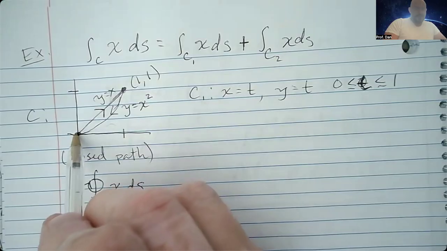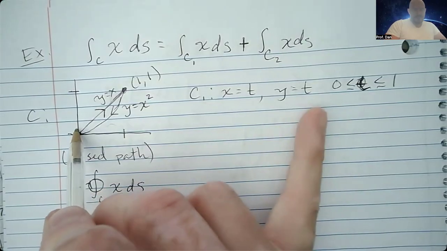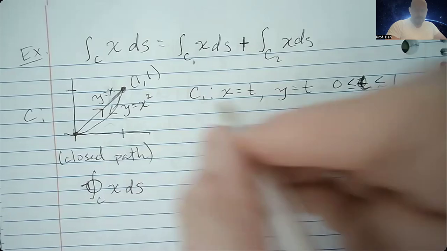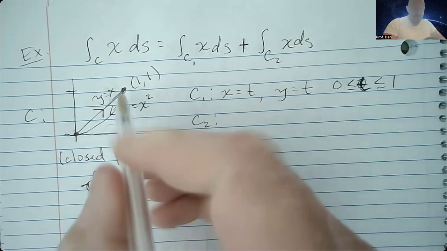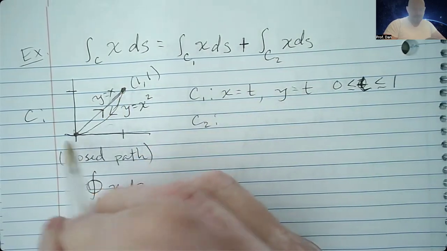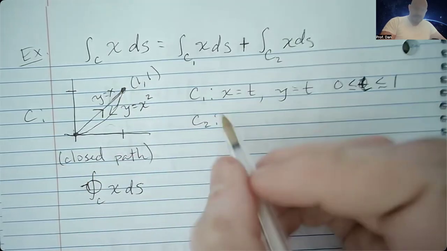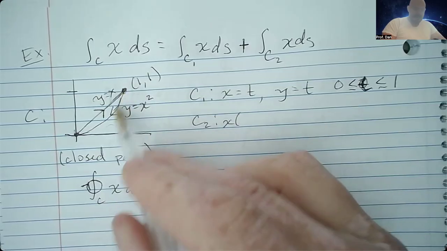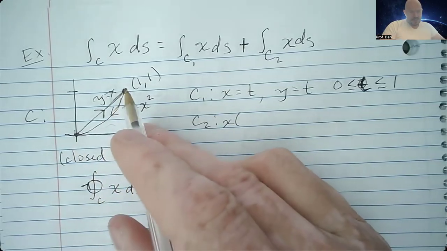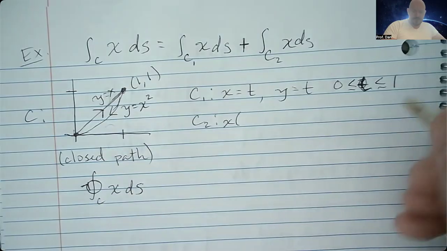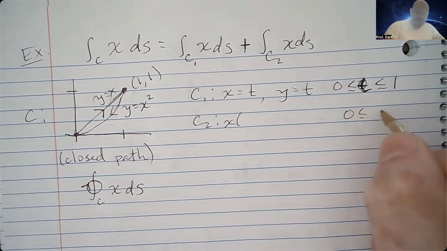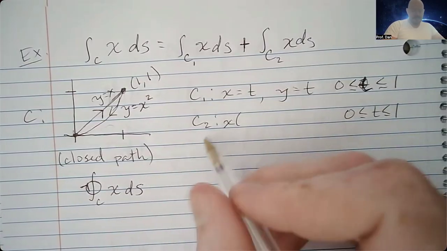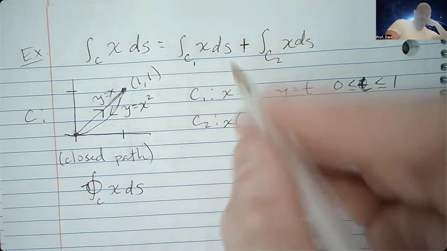Right, because I start at (0, 0). In both cases, t would have to equal 0. I end at (1, 1). In both cases, t would have to equal 1. Now for C2, the path that goes along my parabolic arc, think about it with x. I'm starting off at 1. I'm ending at 0. So if I wanted to keep the same restrictions on t, then I could start at 1.